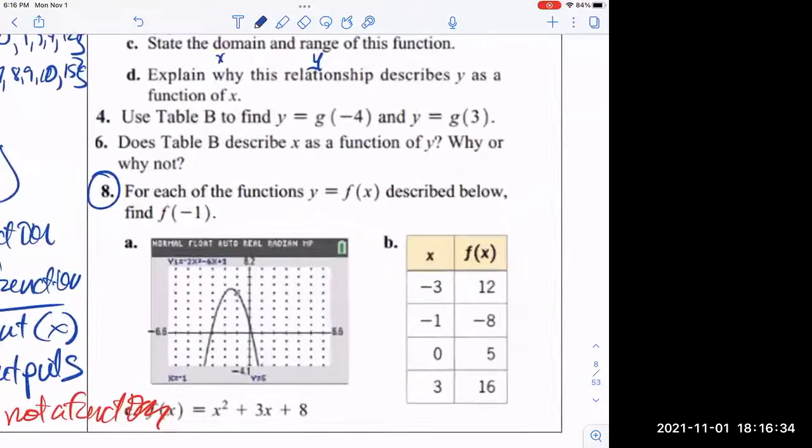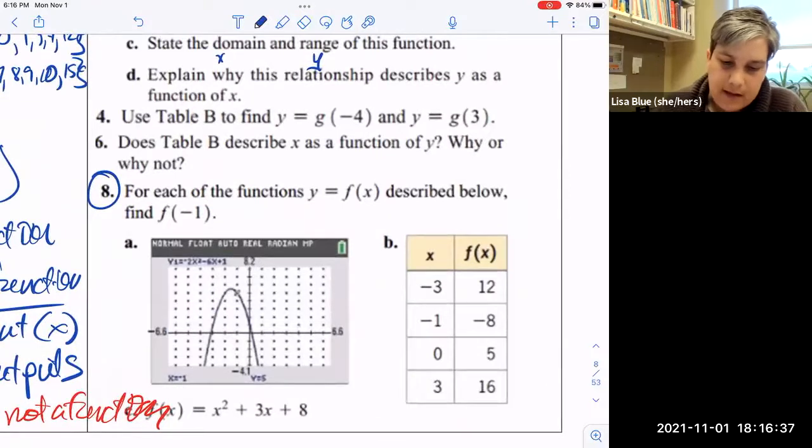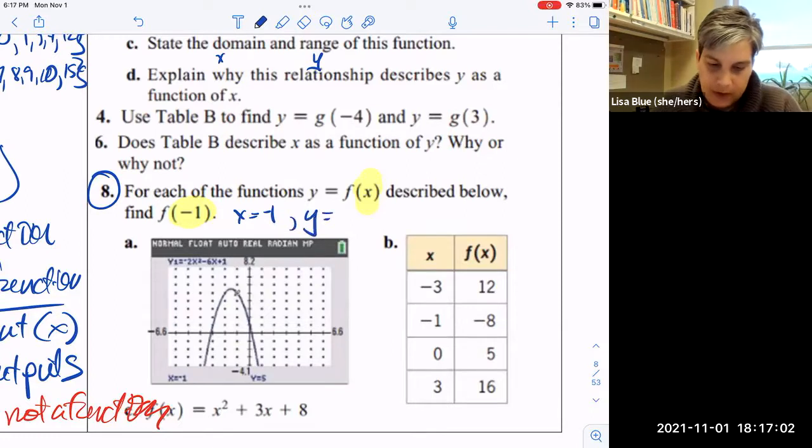So glad. All right. Now, question 8, for each of the functions y equals f of x described below, find f of -1. So f of -1, they told us right here that whatever this number is, that's x. So you want to find where x equals -1 and see what y value results. All right. So if we look at this scatter plot, man, that is an ugly scatter plot.